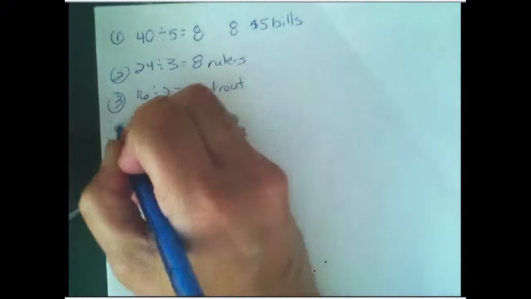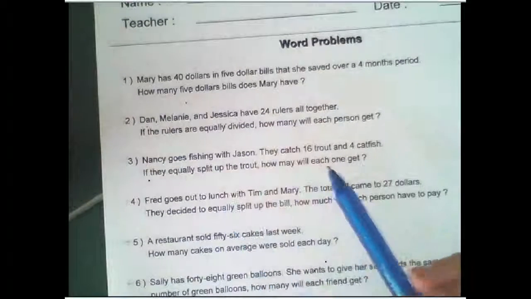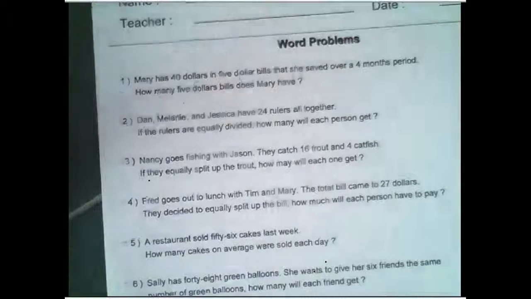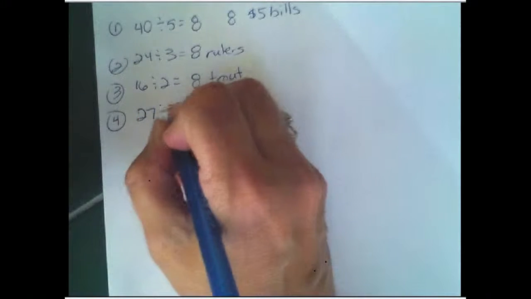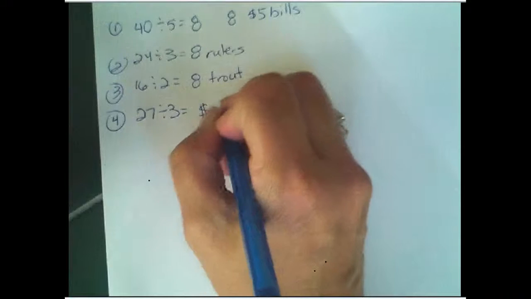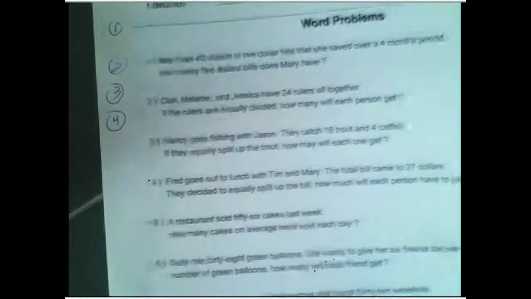Looks like 8 seems to be the operative number for this worksheet. Let's see if we have 8 again. Fred goes out to lunch with Tim and Mary. The total bill came to $27. They decided to equally split up the bill. How much will each person have to pay? So we have 1, 2, 3 people, Fred, Tim, and Mary. The bill was $27, so we're going to take that 27, divide it equally by the 3 friends, and each one would pay $9.